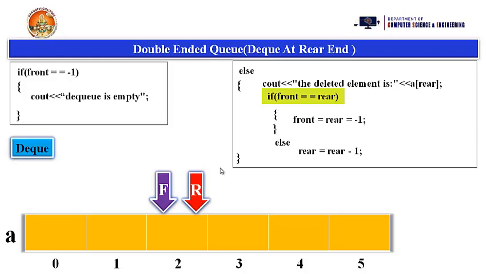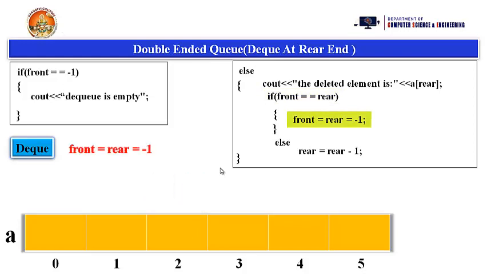So this condition will be true when the queue consists of only one element at any position, and after deleting that element, the queue becomes empty. So in that case, the condition front equal rear will be satisfied, and now we need to set the front and rear values to -1. Why? Because the queue is empty. So front and rear values are -1.